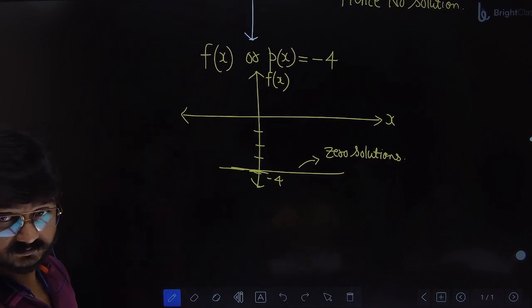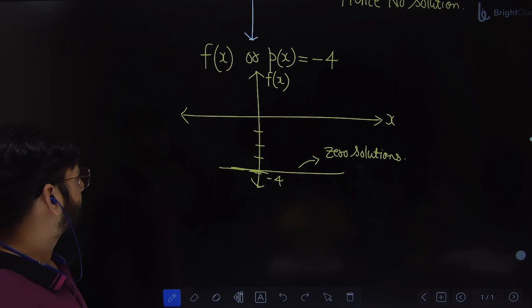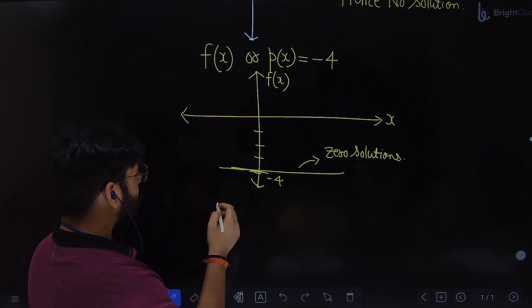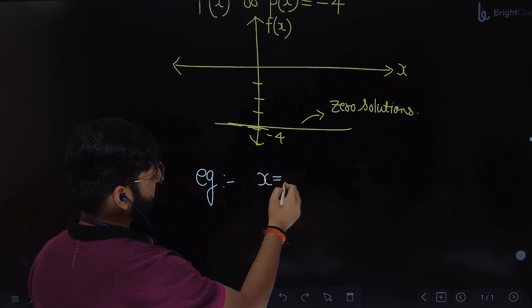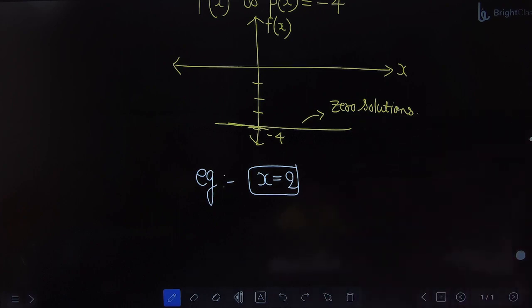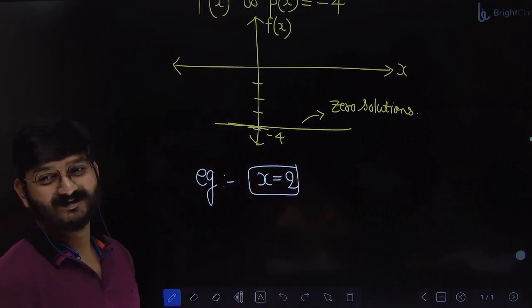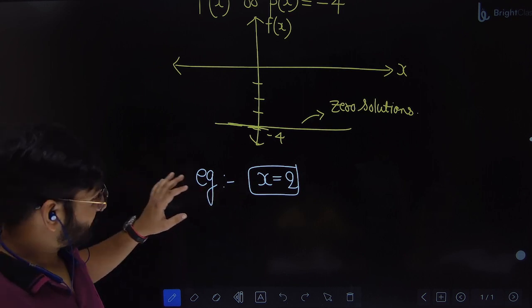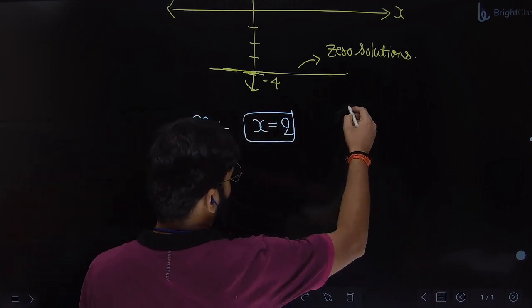Any problem? All clear? x equal to 2 will have how many solutions? 1. And no solution. This will have no solution. But some of you told no solution, that's why I'm asking why it will have no solution. It will have one solution.